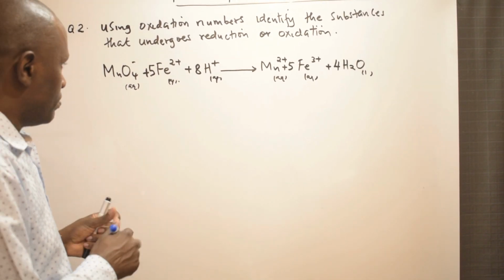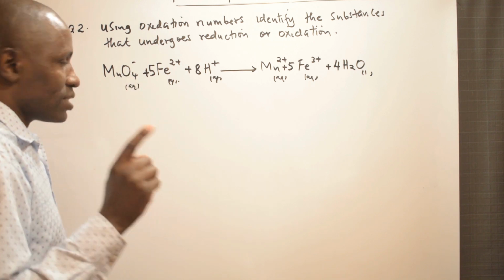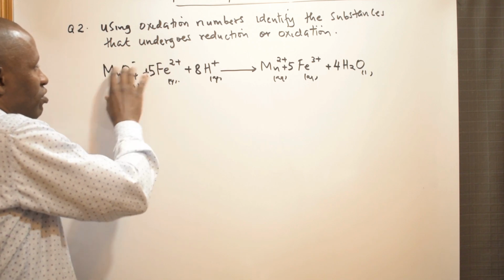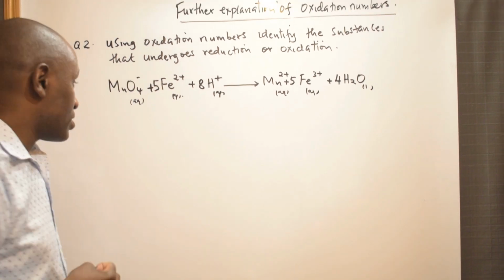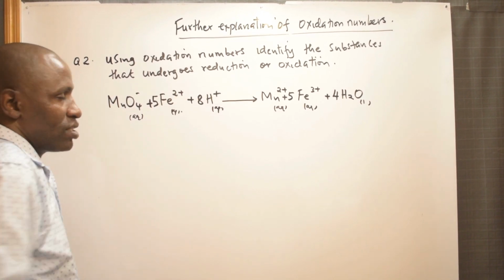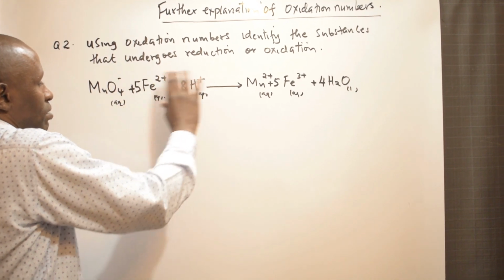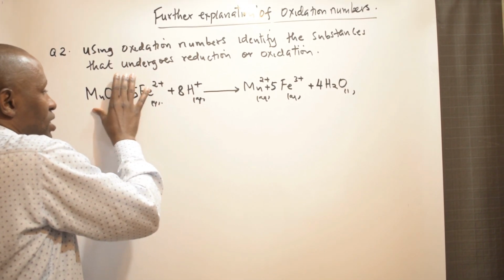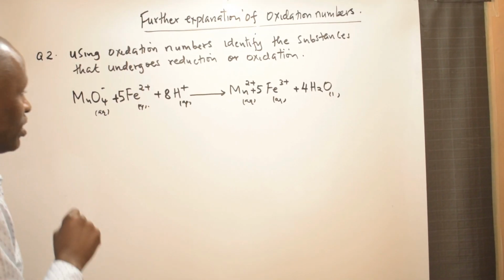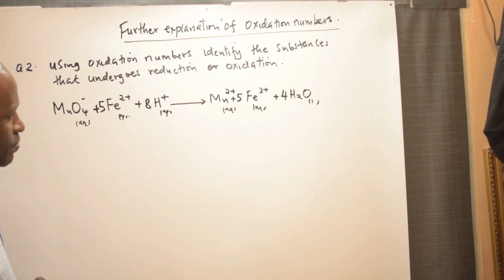Now, let's have a look at the key reactants in this particular reaction. We have manganate ions, for example, potassium manganate(VII) reacting with a solution of iron(II), for example, iron(II) sulfate, and they're supposed to be acidified. So it is actually acidified potassium manganate(VII) reacting with a solution of iron(II) sulfate.